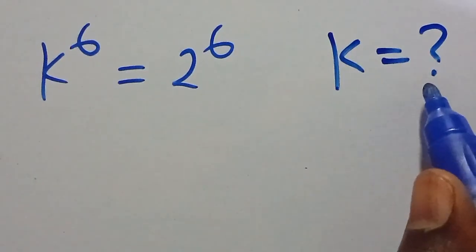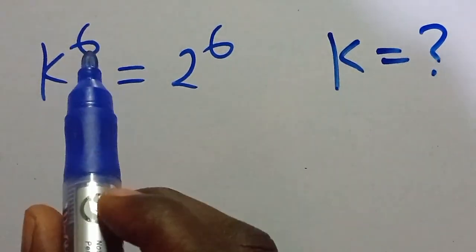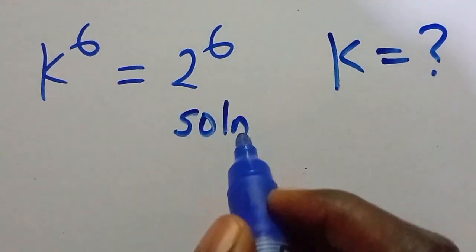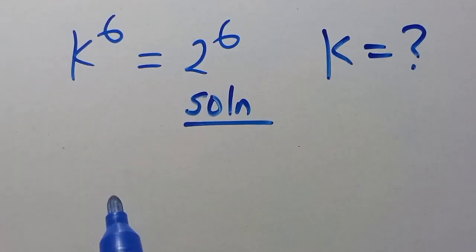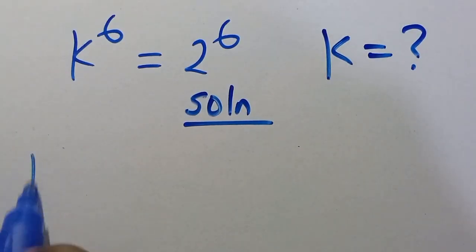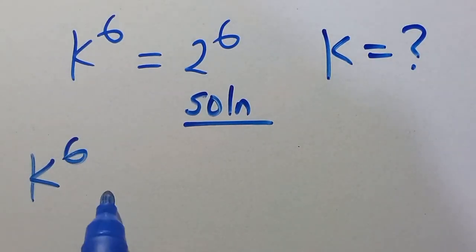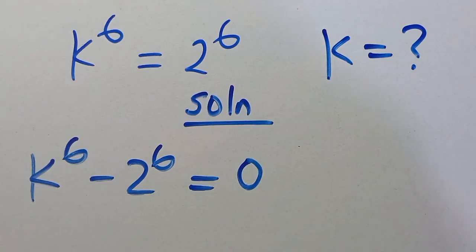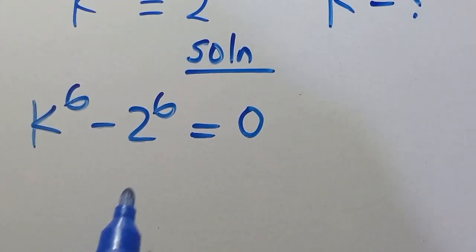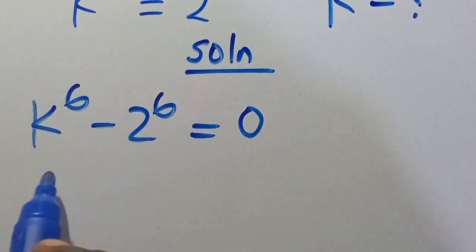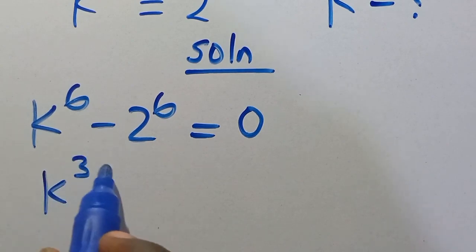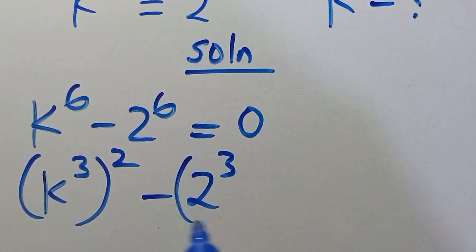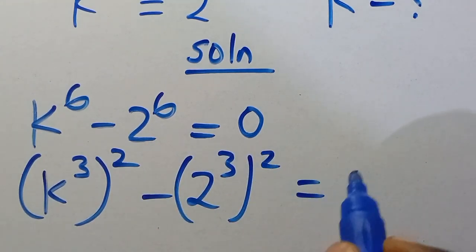What is the value of k? Given that k to the power of 6 equals 2 to the power of 6. So from here, we have k to the power of 6 minus 2 to the power of 6 equals 0. So let's simplify this 6 and 6. We can write it as k to the power of 3 in parentheses to the power of 2 minus 2 to the power of 3 in parentheses to the power of 2 equals 0.